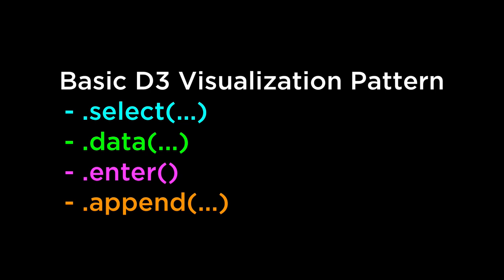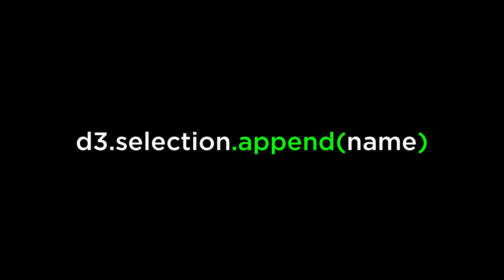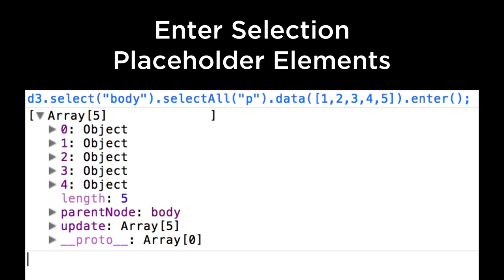Next, we review the append operator. D3 append operator revisited. The D3 append operator appends a new element with the specified name as the last child of each element in the current selection. Each new element inherits the data of the current elements in the selection, if any. This is important because in the case of the enter selection, this allows the appended elements to inherit the data of our placeholder elements. Then, it returns a new selection containing the appended elements.